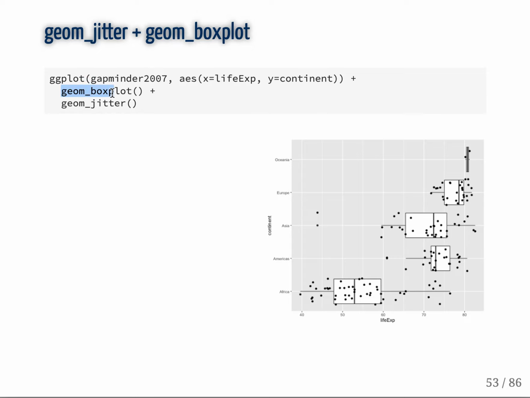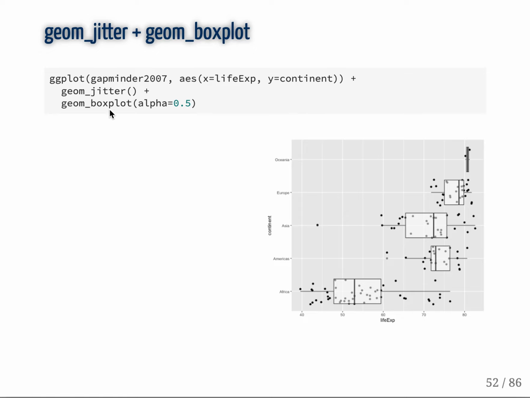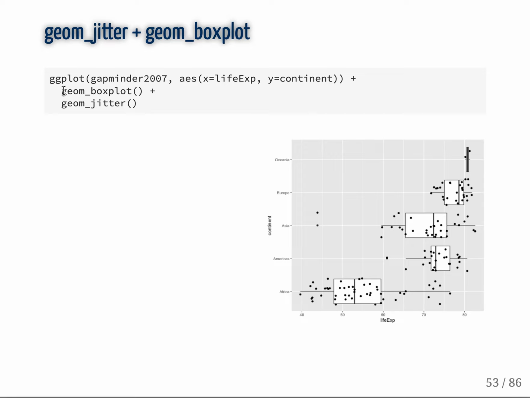Next, I swap layers. Earlier it was geom_jitter first, next geom_boxplot. Now the first geometric layer is box plot, and the second one is geom_jitter. Now points appear above the box plots. ggplot2 will create plot layers one by one, and within each layer the plotting order is defined by the geom type.